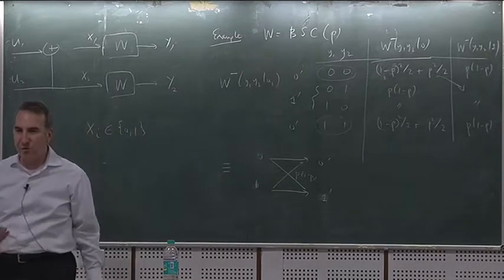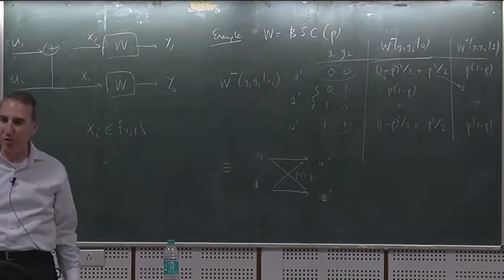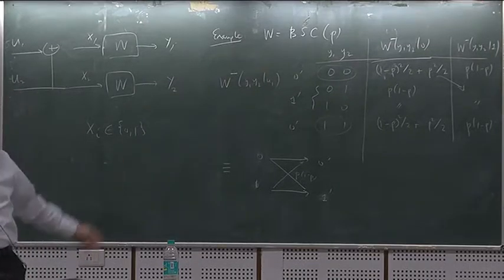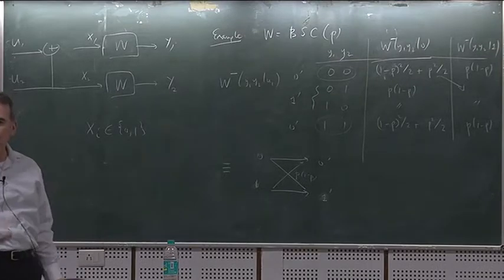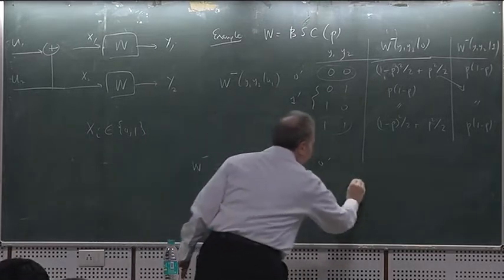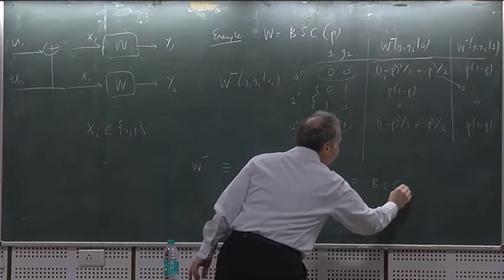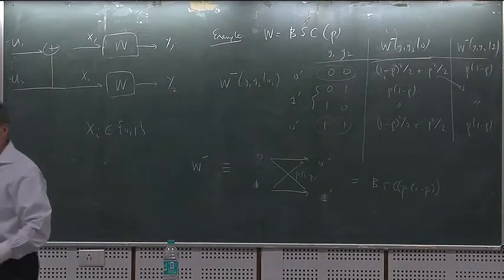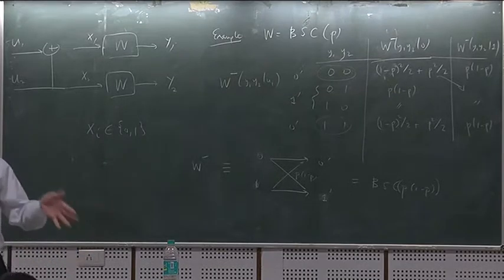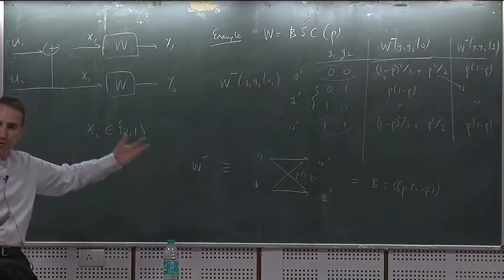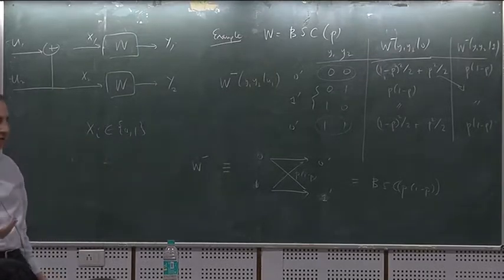The other ones are the 1 minuses of these, which is exactly p squared plus 1 minus p squared, divided by 2. So W minus is a BSC with a crossover probability p times 1 minus p. So if you start from a BSC, the minus channel is also a BSC. Even though it appears to have a larger output alphabet to begin with, it is in fact equivalent to a channel with a smaller output alphabet.